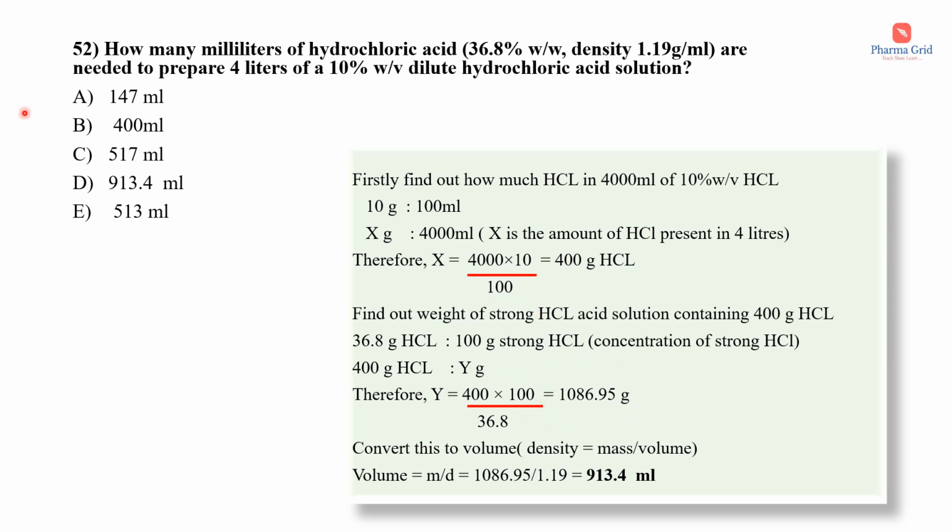If we examine the options, we can see that all the options are expressed in ml. So we need to convert this gram into volume. In order to convert this into volume, a clue is given. The density is given as 1.19 gram per ml. We know that density is equal to mass by volume. So from this we can calculate the volume. So volume will be equal to mass by density. Mass we already know, that is 1086.95 divided by density. Density value is 1.19. So that is equal to 913.4 ml. So here the correct answer is option D, that is 913.4 ml.